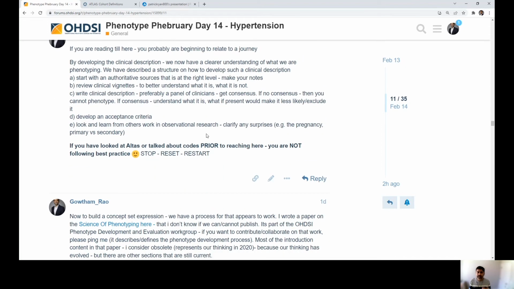So there's a pattern here. We start with an authoritative source. It's at the right level. We review clinical vignettes. We write a clinical description. The clinical description specifies the target. We can develop an acceptance criteria, and then we look at other people's work in observational research.